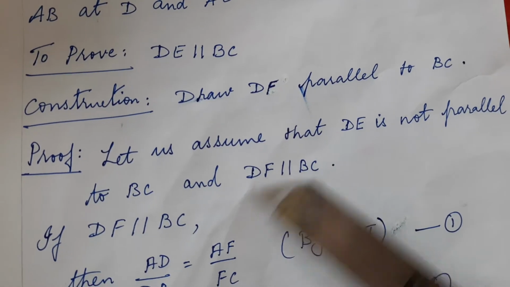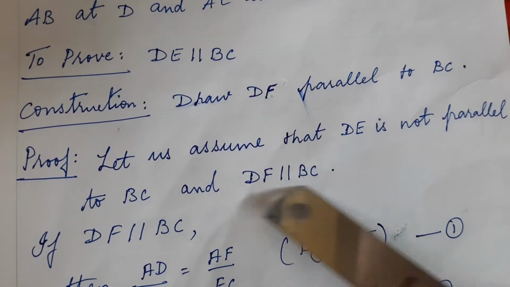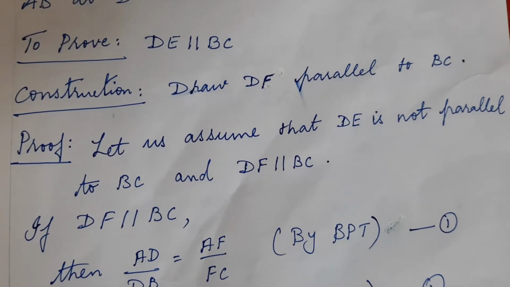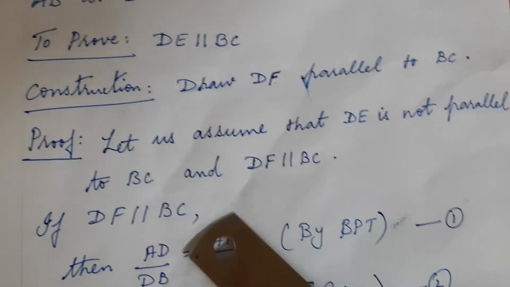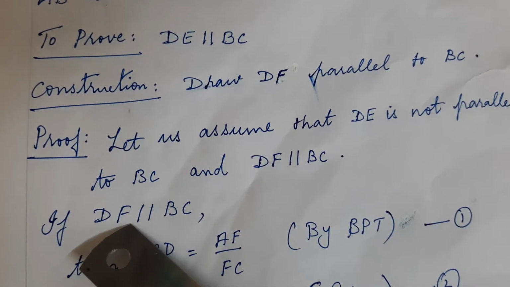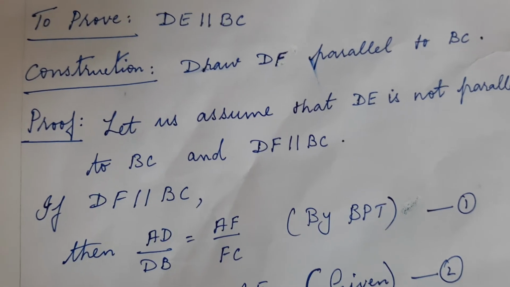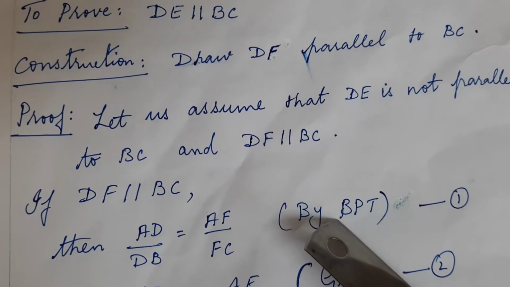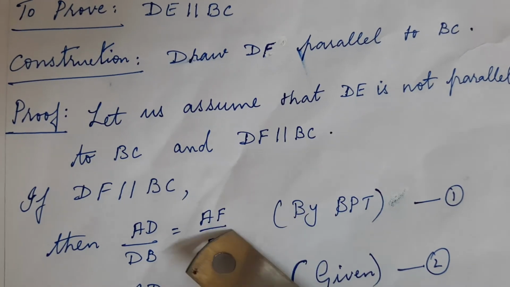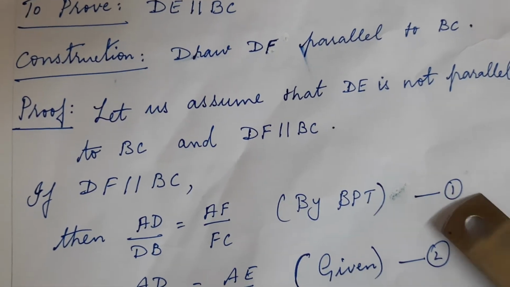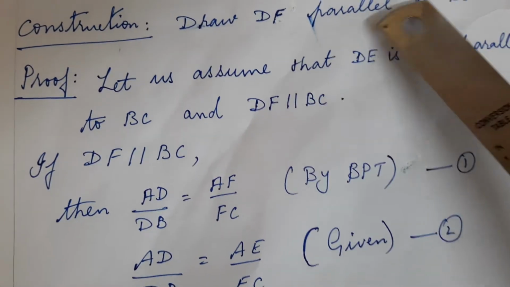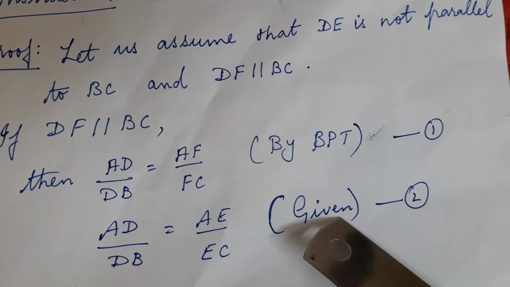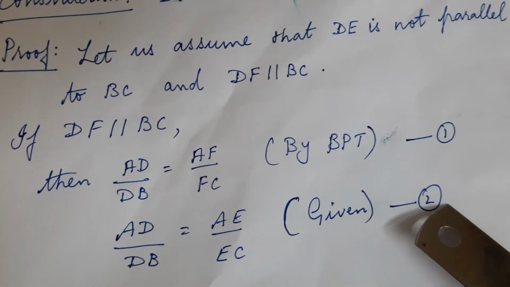So now let us do this. Now we know DF is parallel to BC. We know very well that when a line is parallel, the sides are divided in the same ratio, that is the BPT theorem. So according to the BPT theorem, if DF is parallel to BC, then AD by DB is equal to AF by FC. This is the first equation. Now, it is already given in the statement that AD by DB is equal to AE by EC. It is given. So, we have got two equations.